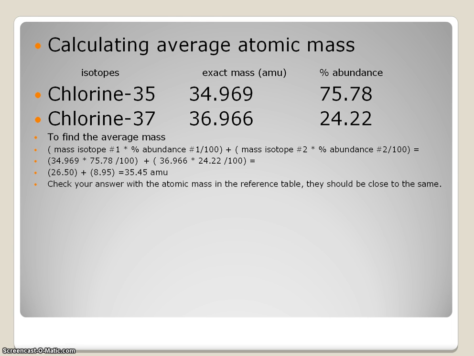Do the same thing for isotope number 2. So isotope number 2, chlorine 37, is 36.966 times 24.22. And then you divide the whole thing by 100. Okay, now, you get an answer for both isotopes and you add them together. So the first answer was 26.50 plus 8.95. You add them together and you should get 35.45. Okay, so check your answer with the atomic mass in the reference table and they should be close to the same answer. Okay, the sig figs might be a little different, but you should have a very similar answer.